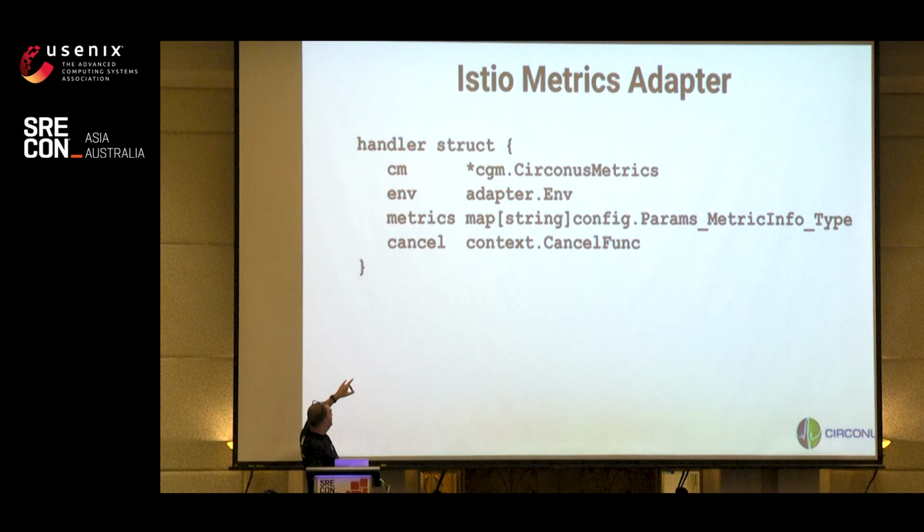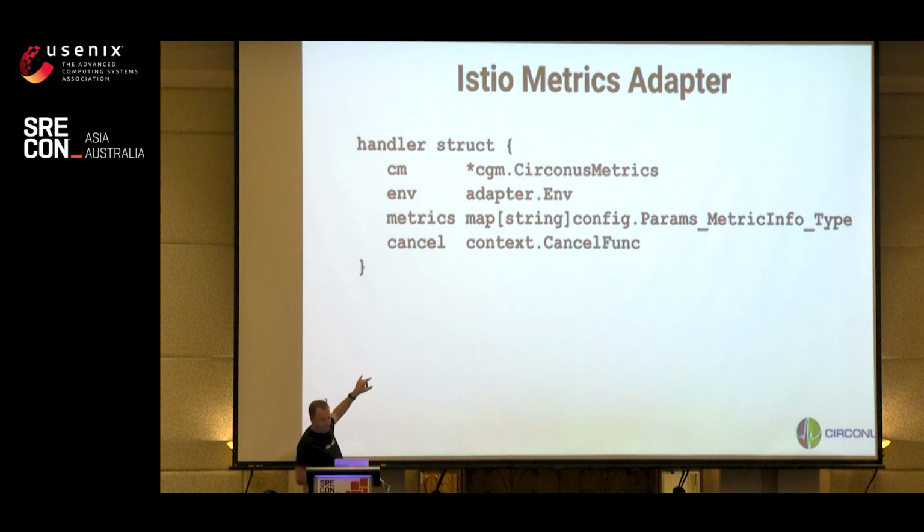Now that handler struct I mentioned before has a few members. It's got our telemetry client, a reference to it, actually. During this development, I found out the hard way that I needed to declare this by reference and not by value. So enough said about that. It's got an environment element, which basically encapsulates some of the common Mixer functionalities, such as logging, an interface to a job scheduling daemon, and some other Mixer utilities.